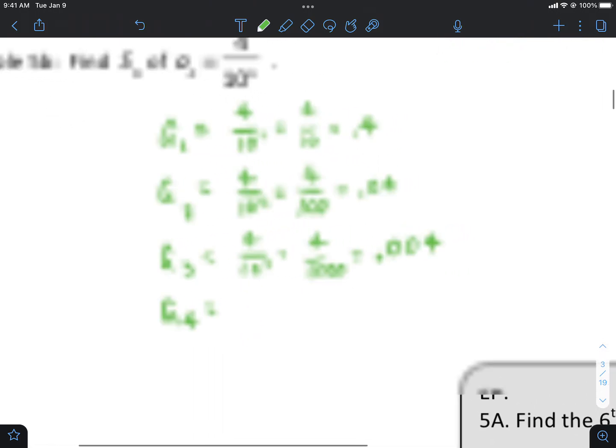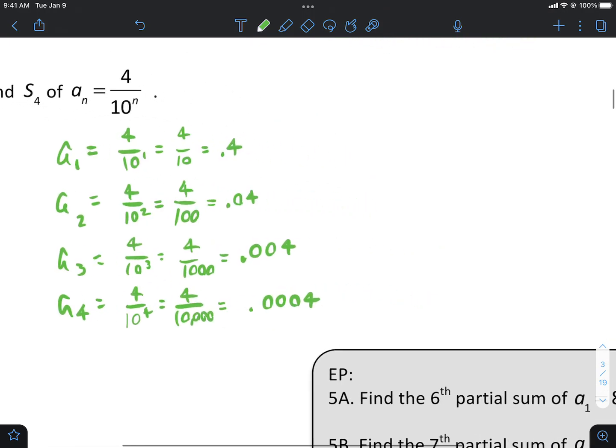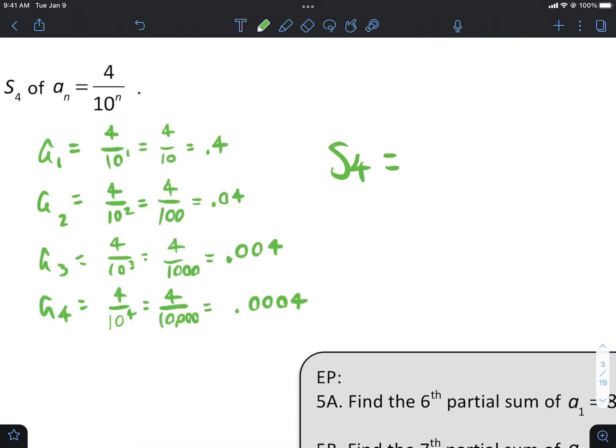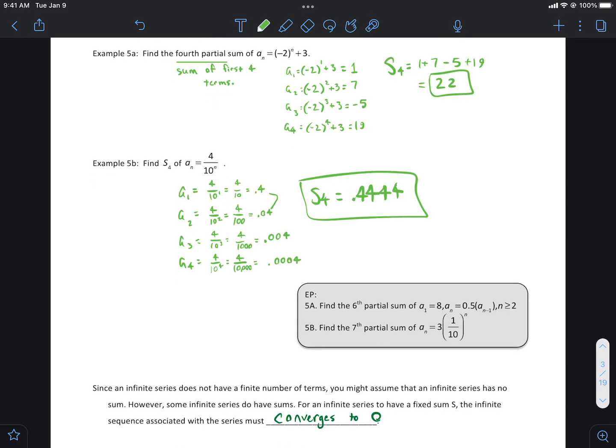So you can see a pattern going on here. A4 would be 4 over 10,000, that'd be 0.0004. So if you're going to do the sum of these, it's actually kind of easy. 0.4 plus 0.04 would be 0.44. And then if you add on the 0.004, that'd be another 4. If you add the last one, that'd be another 4. There's your partial sum, 0.4444. And actually, we're going to extend that idea in just a second on the next page, doing a different type of sum. So those are partial sums.